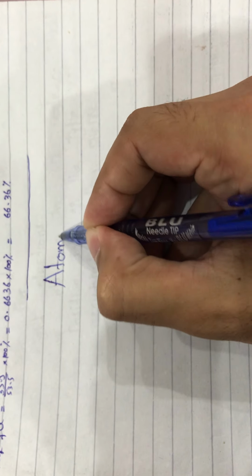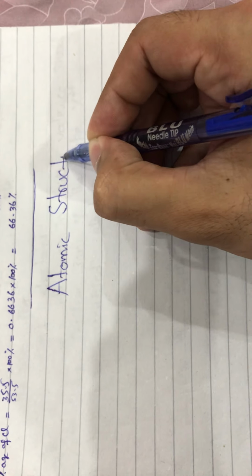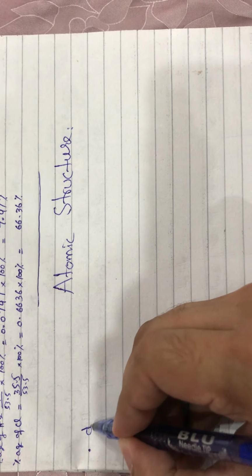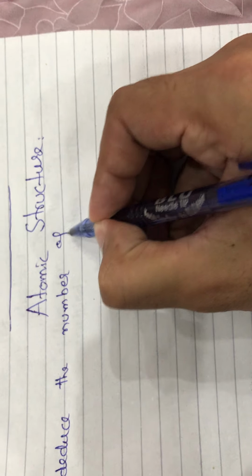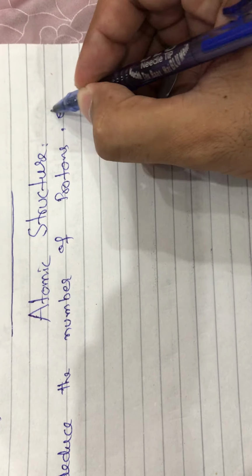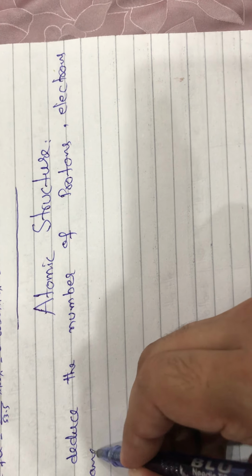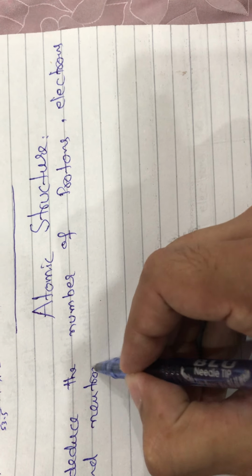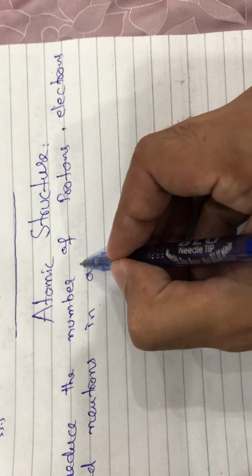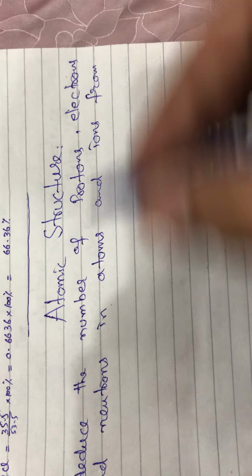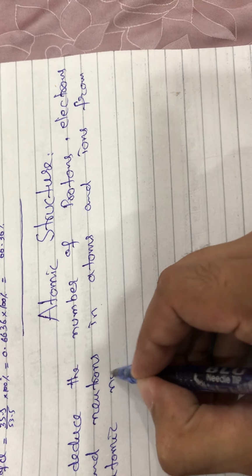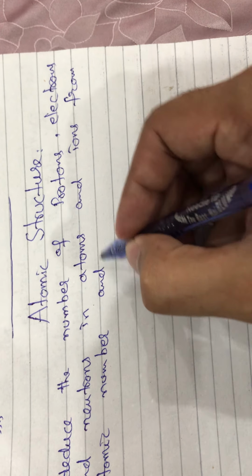Our today's lesson is about atomic structure, in which you will learn that our today's objective is to calculate the number of protons, electrons and neutrons in atoms and ions from atomic number and atomic mass.